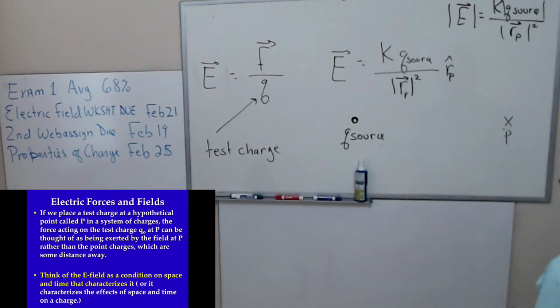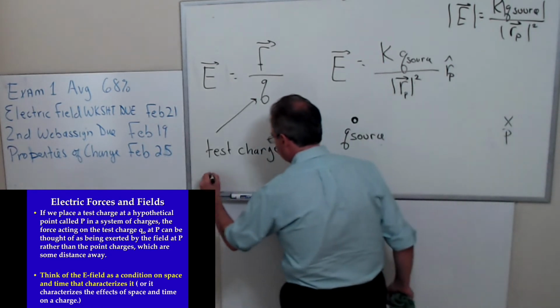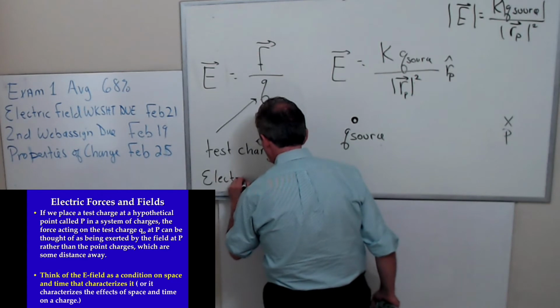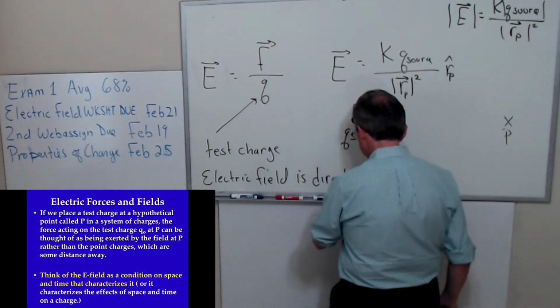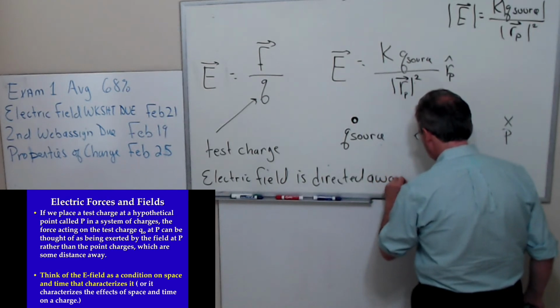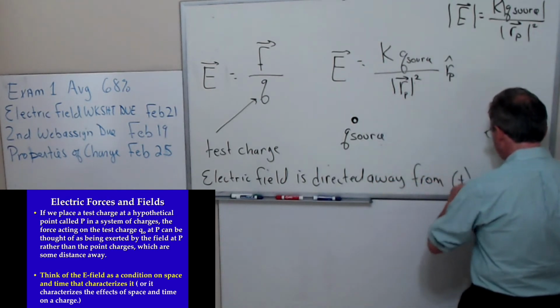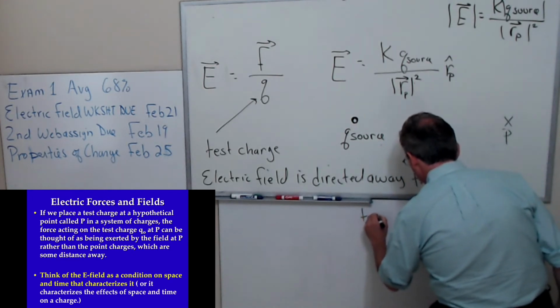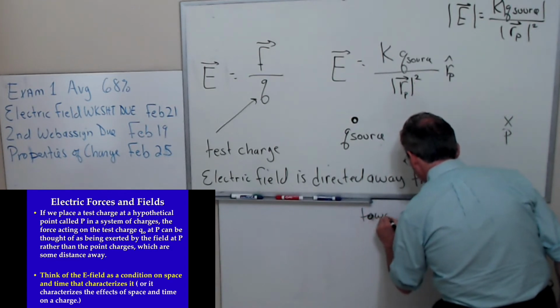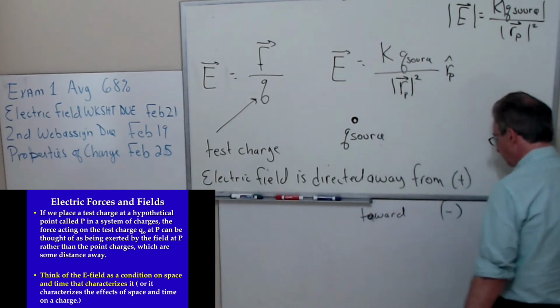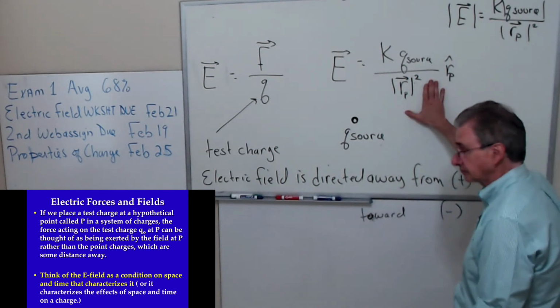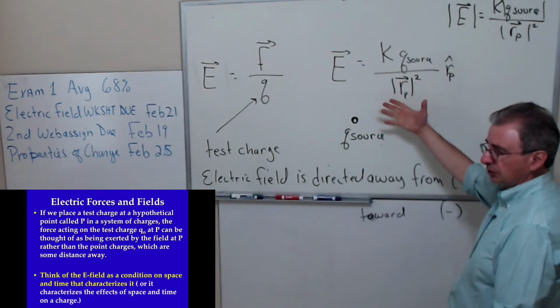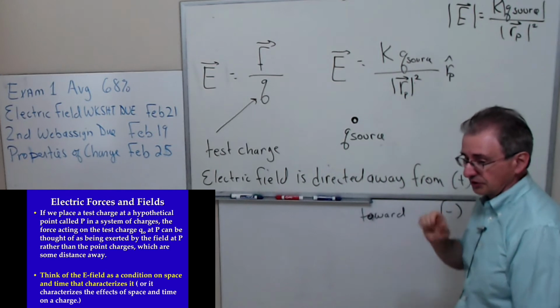And at the end of class, we also established the fact that the electric field is directed away from a positive charge and towards a negative charge. Okay, so these are things we've established the other day. Remember that this came from Coulomb's law. I just took a force between two charges and I divided by Q, where I assumed one of the charges was a test charge.